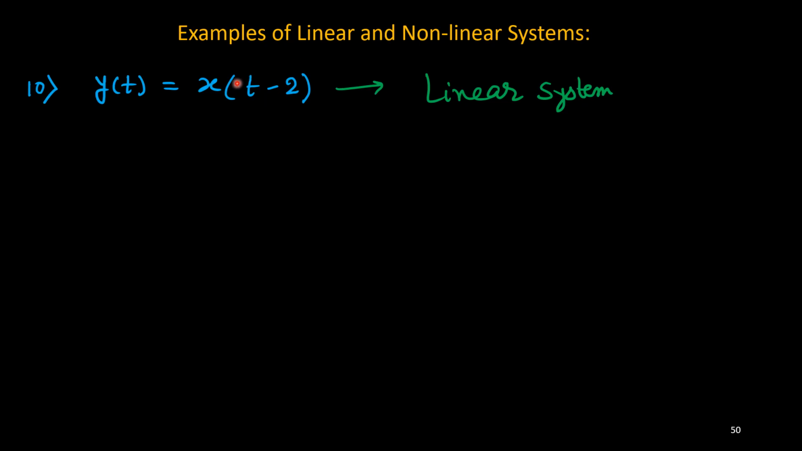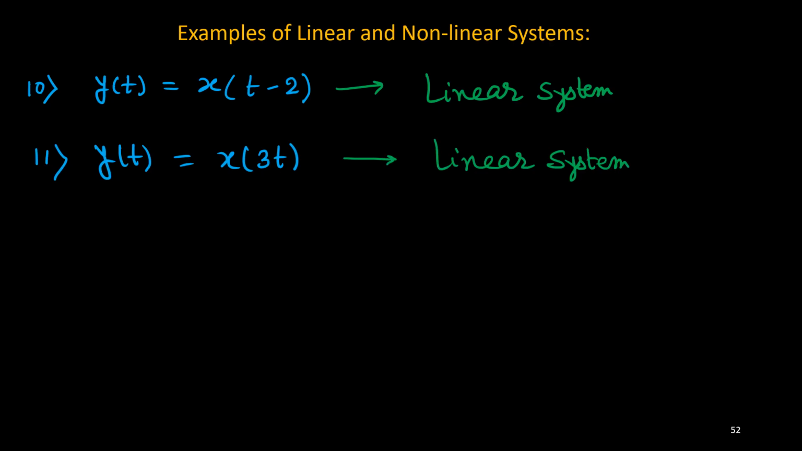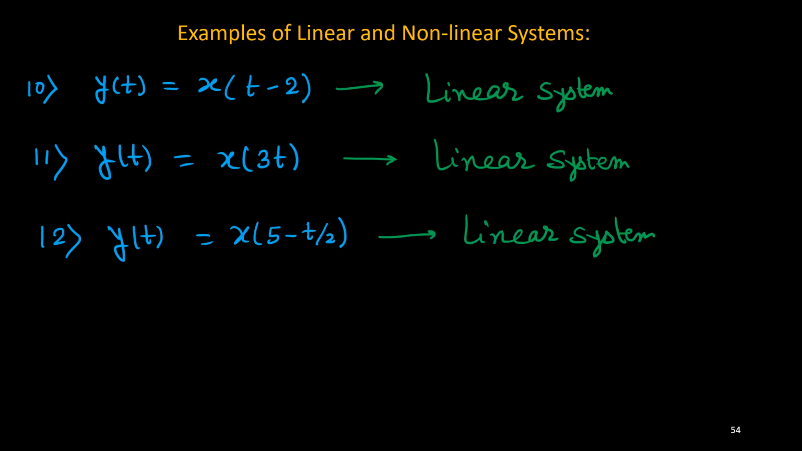So if there is a shift here, t minus 2 or t minus 3, whatever it is, it is a linear system. Similarly, if there are scaling factors, 3, 4, 5 or half, whatever they are, time scaling factors, then also the system is a linear system. You can prove it. And not only this, if we have y of t equals x of 5 minus t by 2, where both time shift as well as time scaling are there, then also it is a linear system.